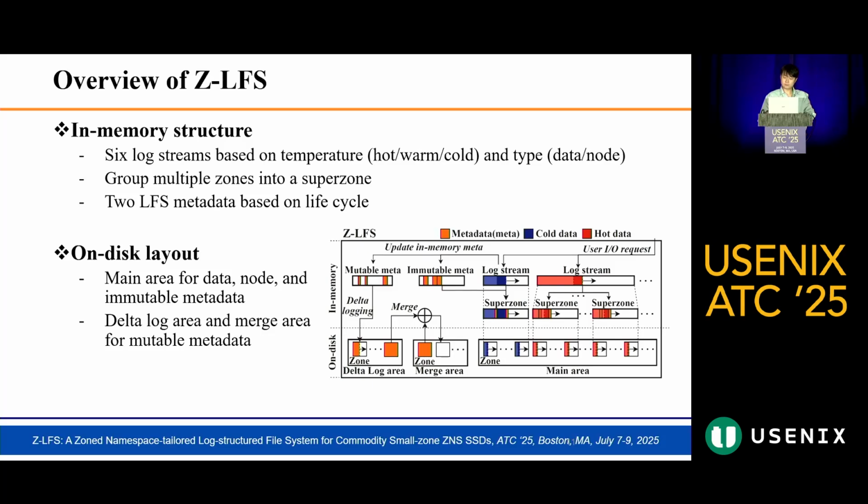Meanwhile, Z-LFS classifies metadata into mutable and immutable types based on their life cycle. These are managed in distinct ways to enable efficient append-only metadata handling. Data, node, and immutable metadata are stored in the main area, while mutable metadata are logged in the delta log area, later merged into the merge area.